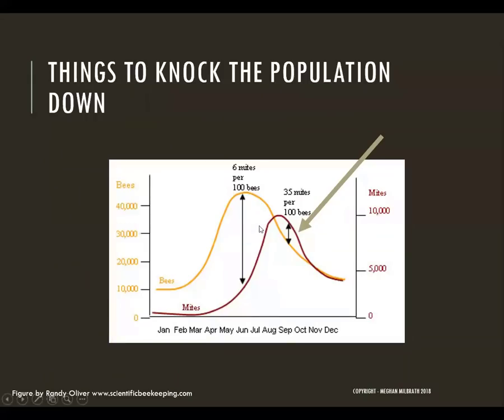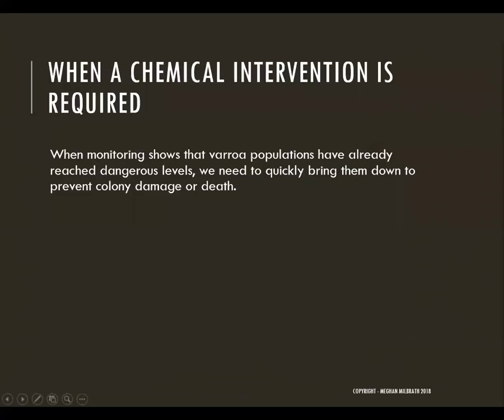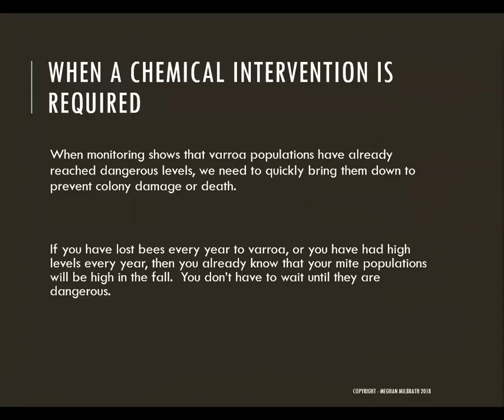So again, we're talking about this peak, and this is the "oh no, I've monitored and it's September or October" situation. Or it also works for the "oh no, I'm a brand new beekeeper, I'm terrified of monitoring, but I keep losing bees every year and I have to do something because I know this is a high risk area." All right, so when monitoring shows that varroa populations have already reached dangerous levels, we need to quickly bring them down to prevent colony damage or death.